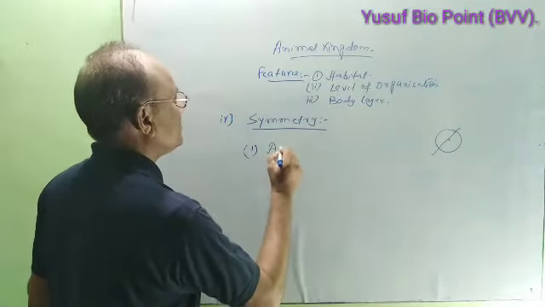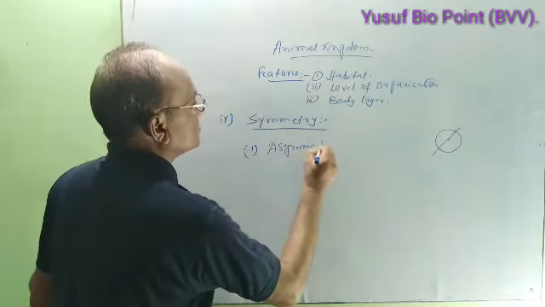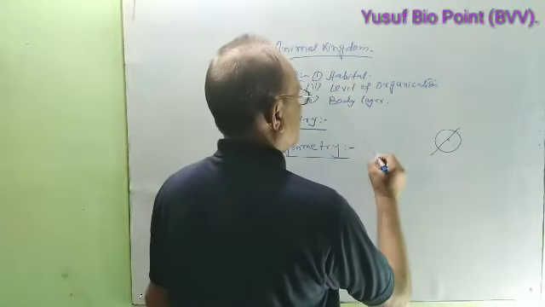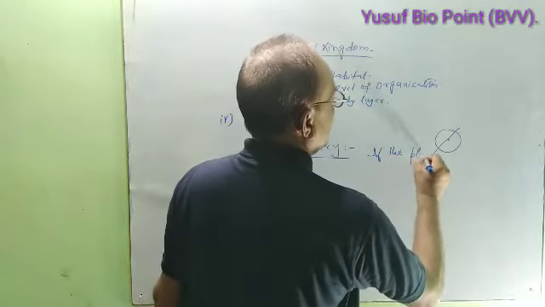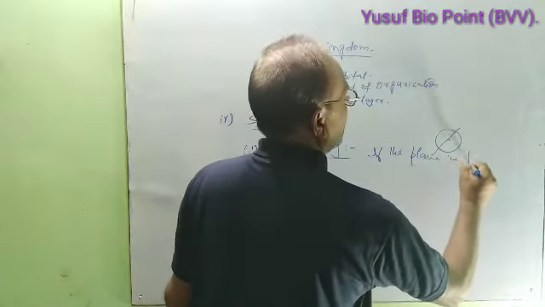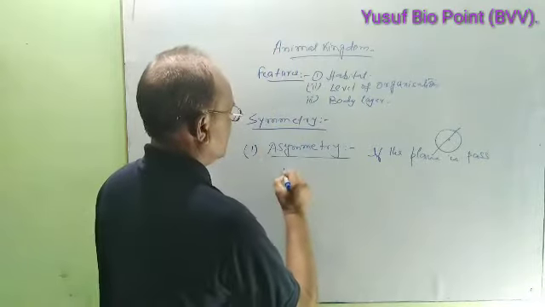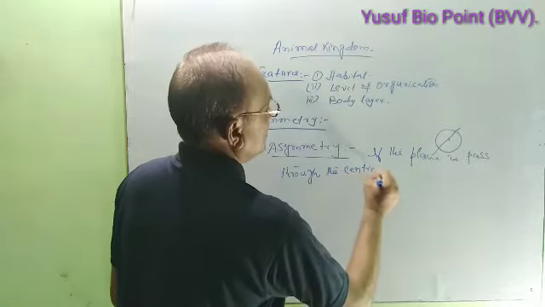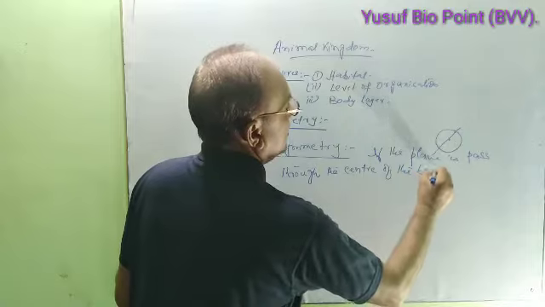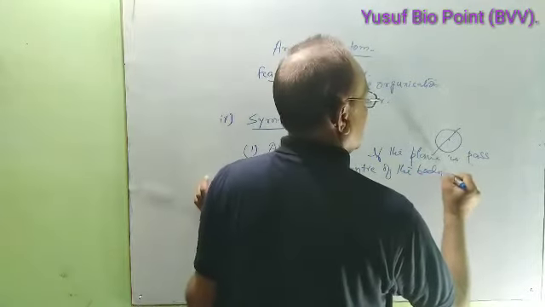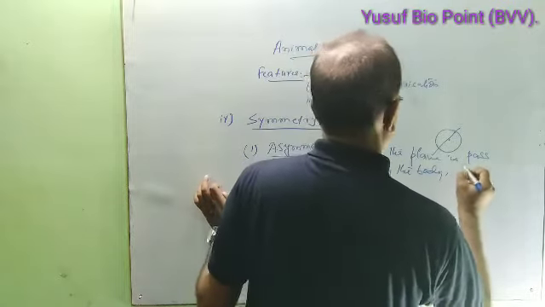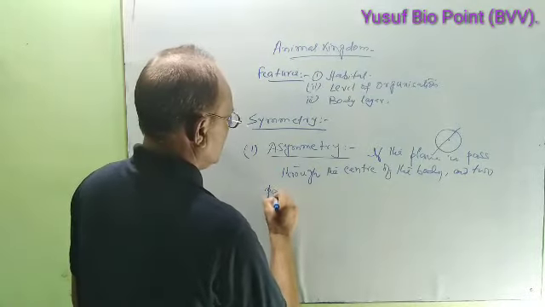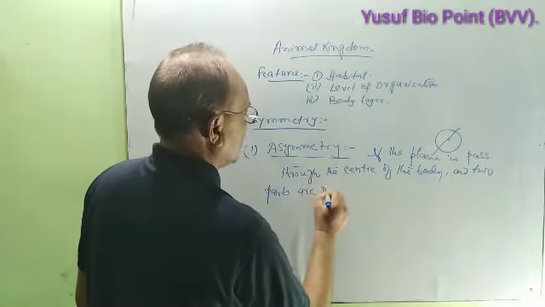The first one is asymmetry. Asymmetry: if the plane passes through the center of the body and the two parts are not identical.